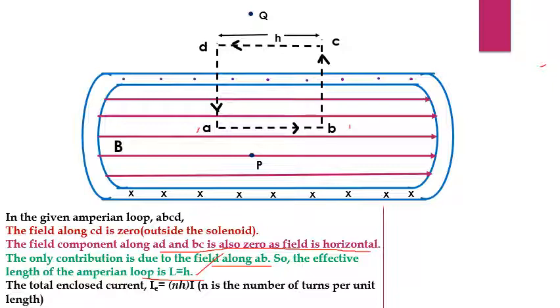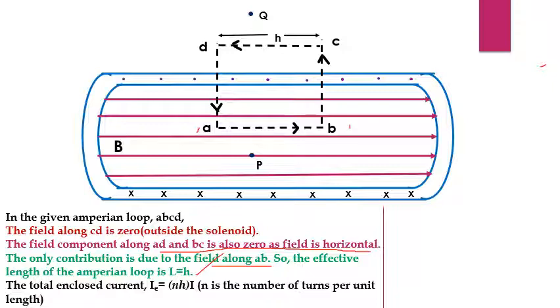How do we find the enclosed current? Here the enclosed current I_e is n times h times I. Now how is this? Here n is the number of turns per unit length, and the total length is h, which is the effective length, as I have just mentioned. So the number of turns per unit length multiplied by the total length gives us the total number of turns, n h. So the total number of turns n h is multiplied by the current in the solenoid I.